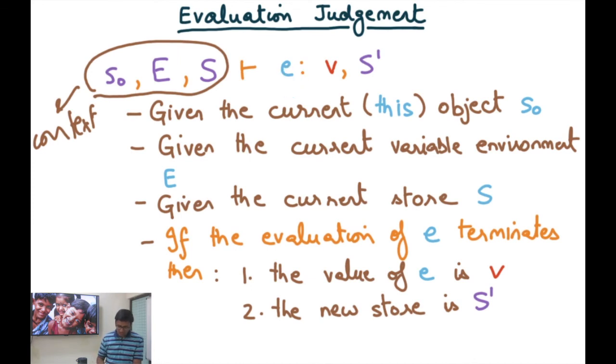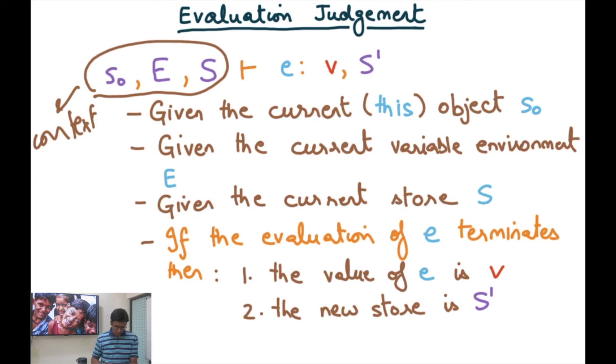And this judgment E colon V comma S prime is supposed to mean that if the evaluation of E terminates, then the value of E is V and the new store is S prime. Okay, so notice there are two things here. One is we are assuming that the evaluation of an expression is going to evaluate to a value V, and we are also saying that during the evaluation of E, it is possible that the store gets updated from S to S prime, and so the new store is now S prime.